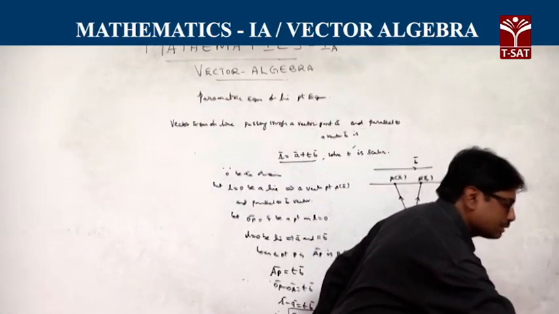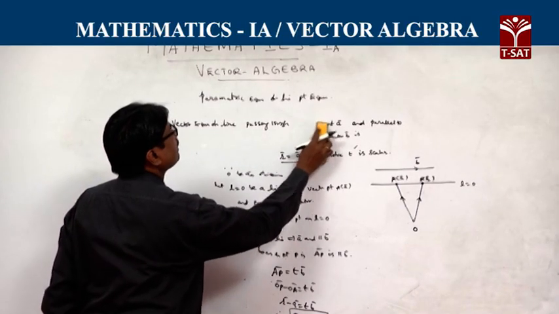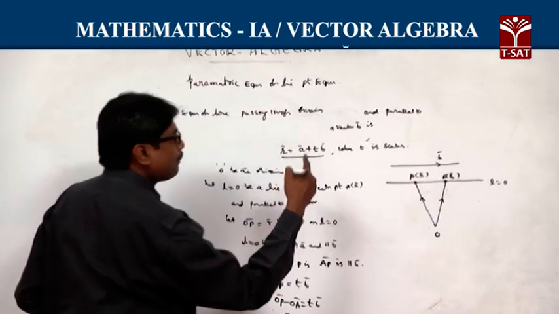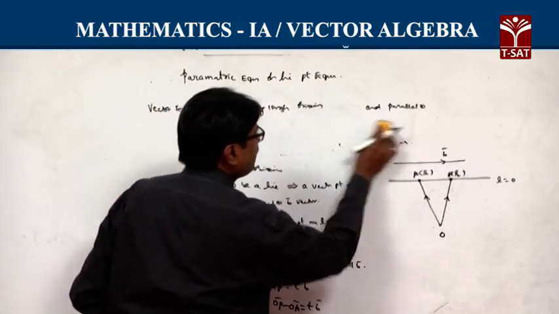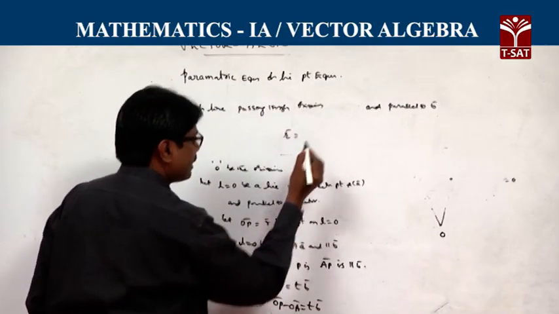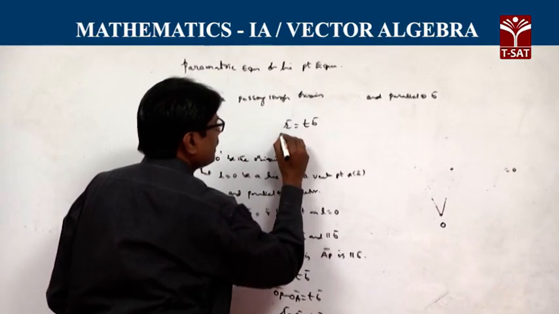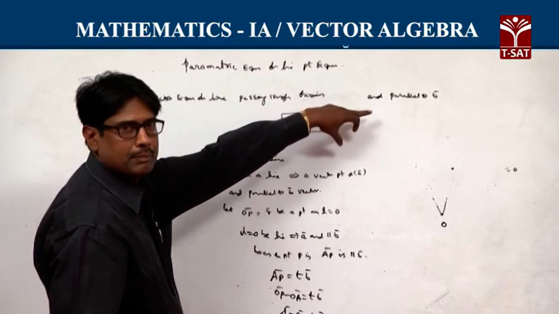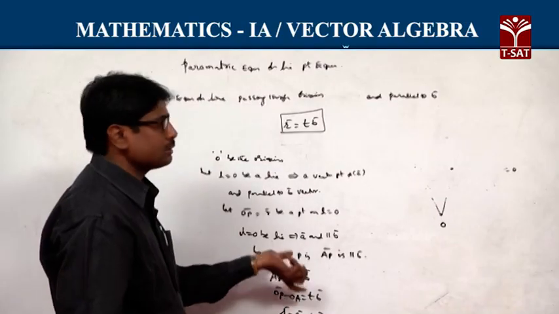The vector equation of the line passing through the origin and parallel to B bar: in the place of A bar replaced by the origin, R bar is equal to, this A bar becoming the null vector, t B bar. This is the vector equation of the line passing through the origin and parallel to B bar, that is R bar is equal to t B bar. In the place of A bar we replace it by the origin.